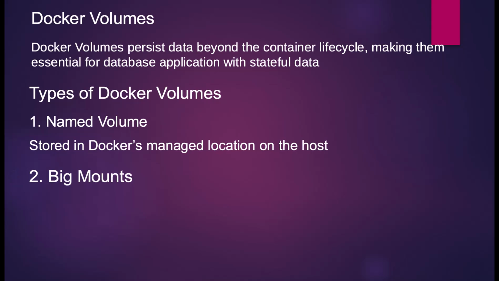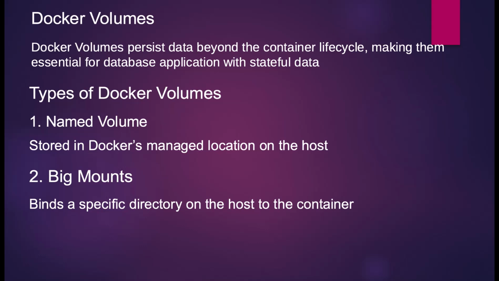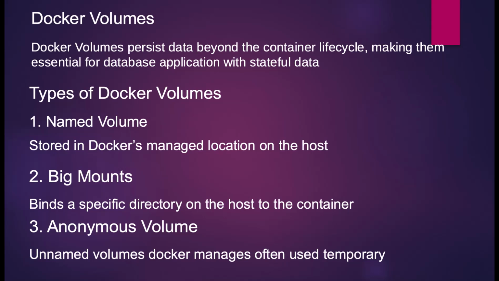The second one is the bind mount. A bind mount binds a specific directory on the host to the container. Then the next one is the anonymous volume. An anonymous or unnamed volume is often used temporarily. Once you create a Docker container, it creates temporary Docker volumes, and the names of these volumes are maybe a random string or a randomly generated name.